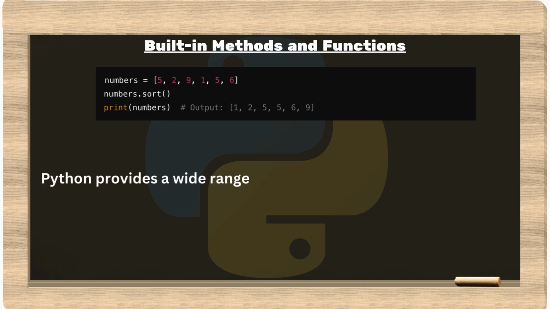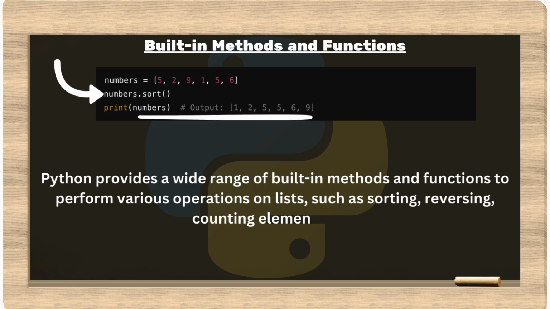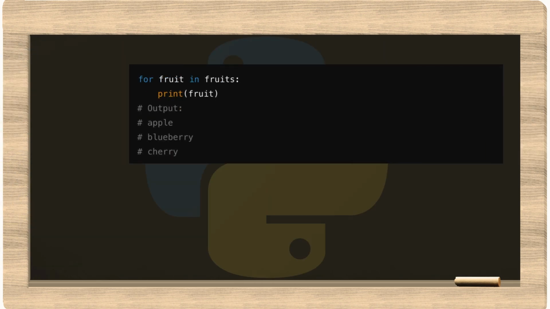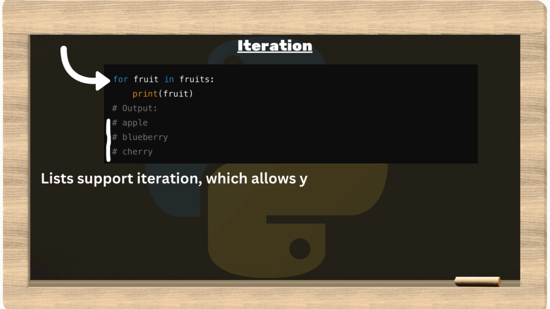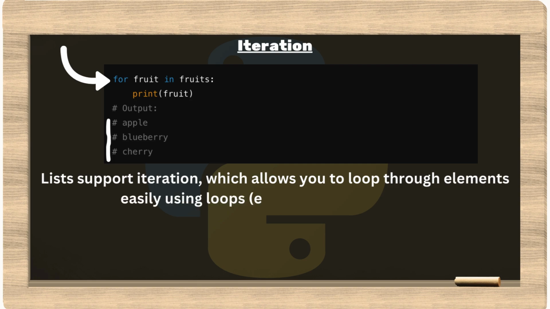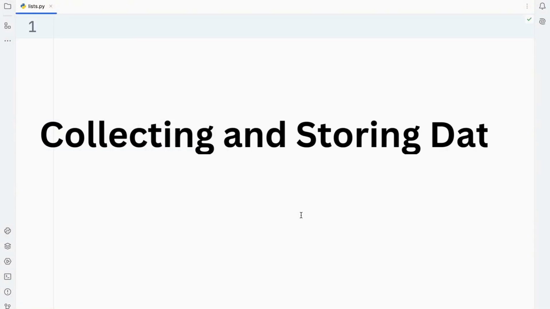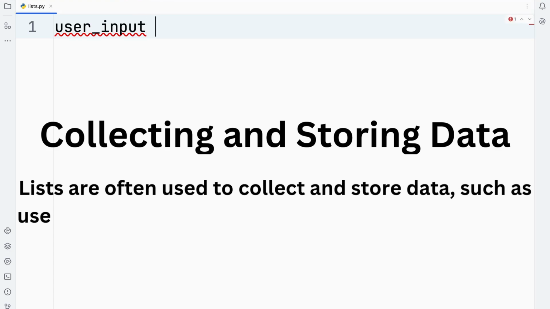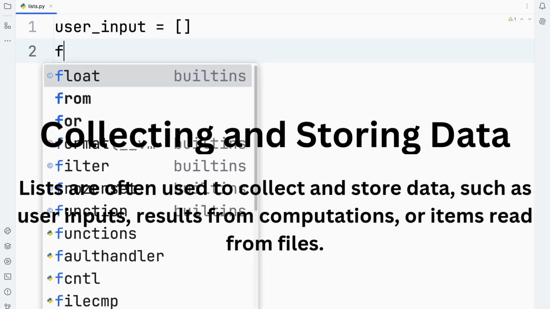Built-in methods and functions. Python provides a wide range of built-in methods and functions to perform various operations on lists, such as sorting, reversing, counting elements, etc. Iteration. Lists support iteration, which allows you to loop through elements easily using loops. Collecting and storing data. Lists are often used to collect and store data, such as user inputs, results from computations, or items read from files.